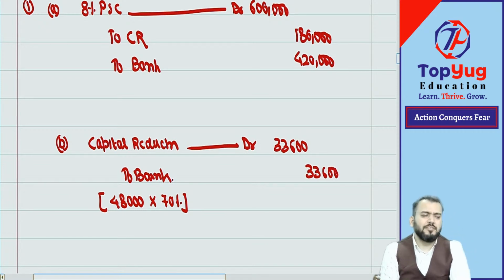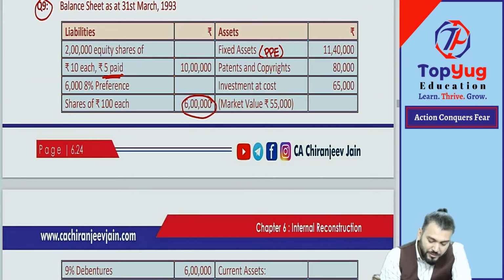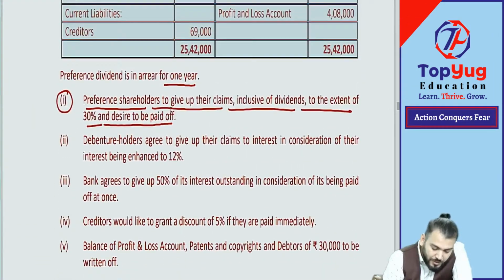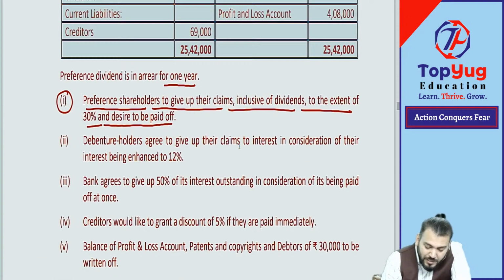There is nothing to hurry. We'll do slowly. We are not in a hurry. Let us take the next point. The debenture holders agree to give up their claim to interest in consideration of their interest being enhanced to 12%.